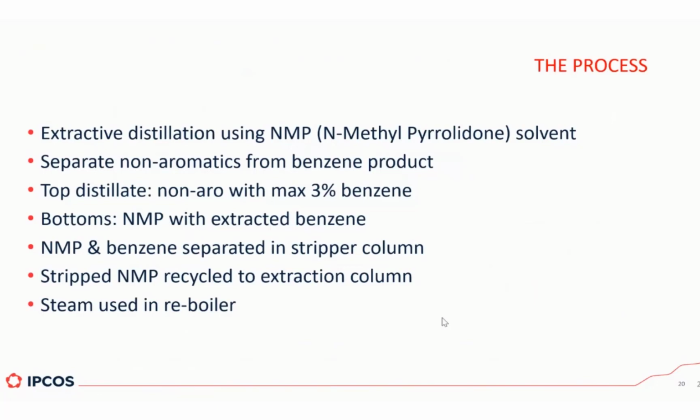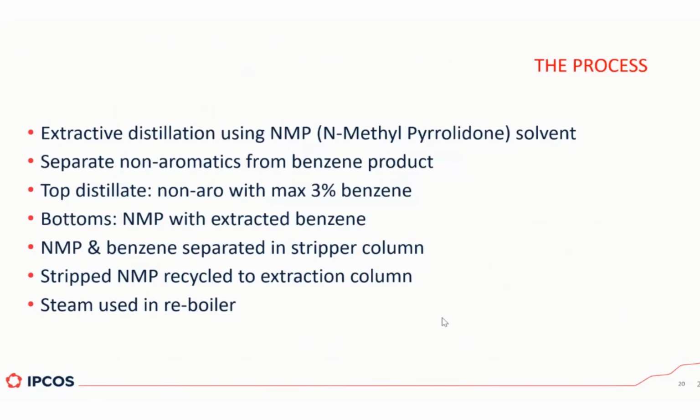The process in itself is an extractive distillation column that has benzene, so aromatics and non-aromatics, but you need to break whichever azeotrope is generated between that mixture using a solvent, which is normal in extractive distillation, and in this case was the NMP, N-methylpyrrolidone. So that's what's used in this column to break the mixture, and then just separate non-aromatics from benzene product in this particular case.